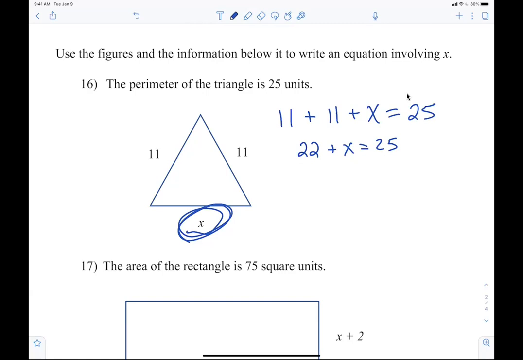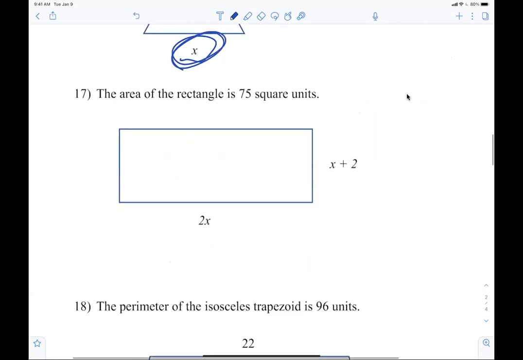Where is Sebastian? Sebastian, you are up. Number 17. Right, so what do I have to do with that?